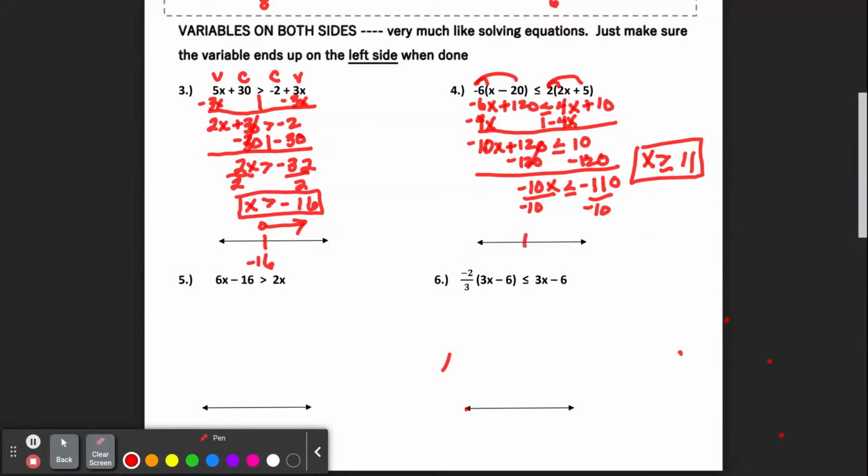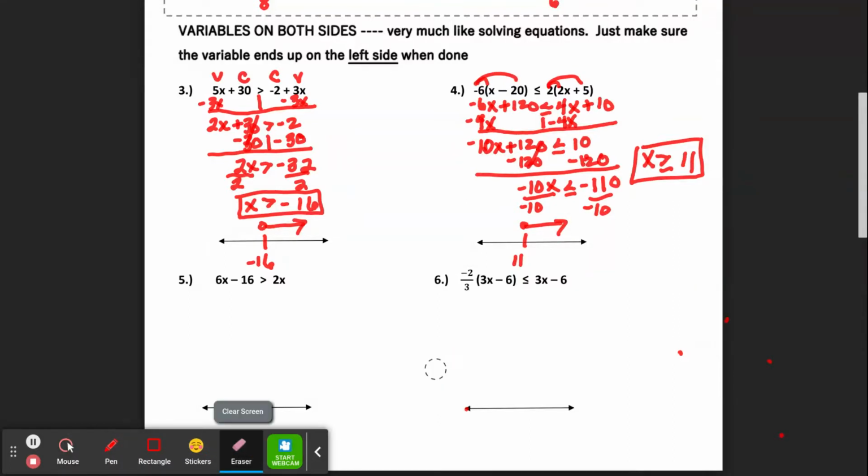So we have our 11. It's going to be a closed circle because it has a line underneath it, and greater than will go to the right. All right. Let's go ahead and take a look at number 5.